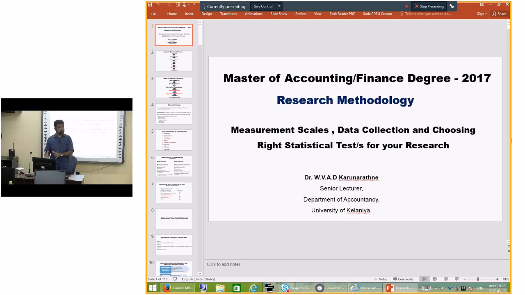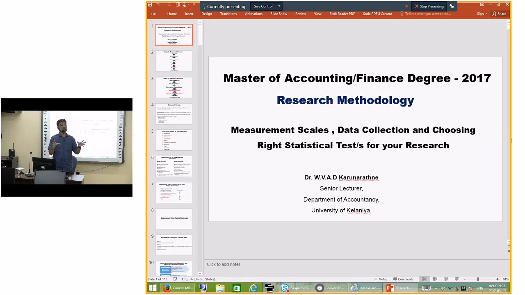We cannot analyze data without collecting data, and without designing your research work, right? So here our main task is to design your research work. Designing means thinking about the data collection process. What are the data collection methods? What are the sources of data? What are the reliable sources of data?